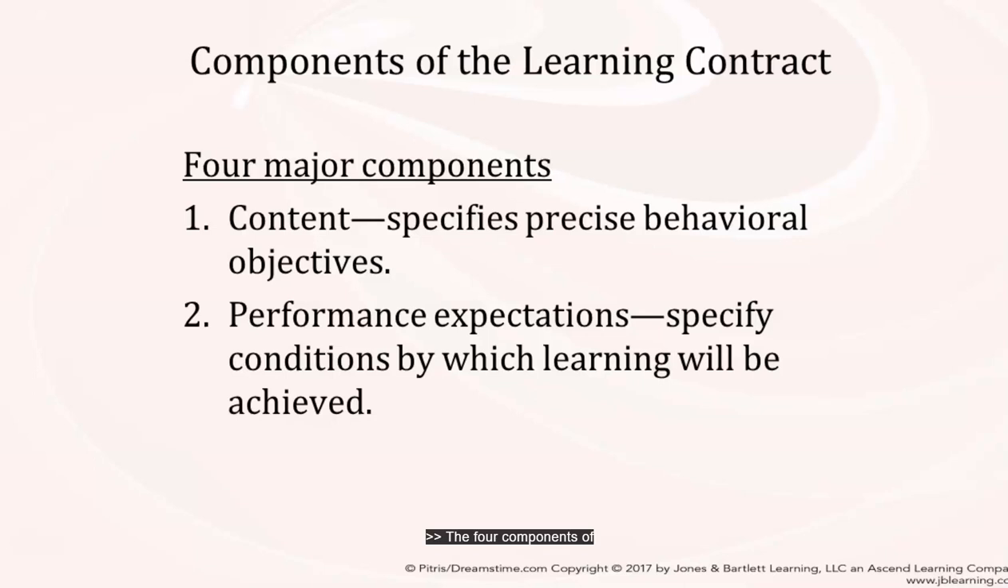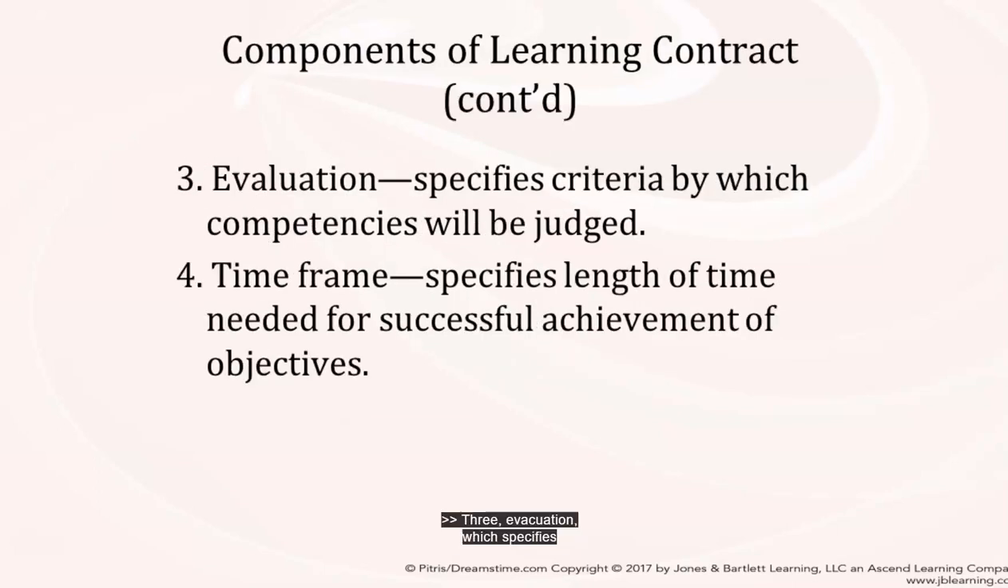The 4 components of a learning contract are: 1. Content, which specifies the behavioral objectives. 2. Performance expectations, which specify the conditions by which learning will be achieved. 3. Evaluation, which specifies criteria by which competencies are judged. And 4. Timeframes, which specifies the length of time for successful achievement of objectives.